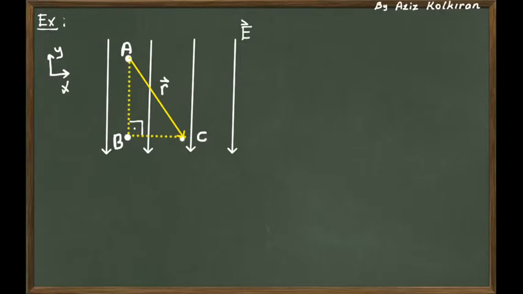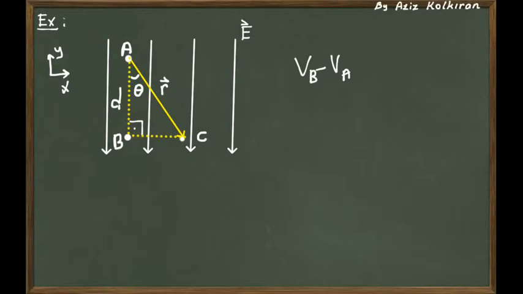And the first question is, you can always express the distances between A, B, and C. The distance between A and B is D. And the distance between B and C can be expressed by this angle and D and R. And the distance between A and C is R. And these two sides are perpendicular to each other. And the first question is, what is the potential difference between B and A?